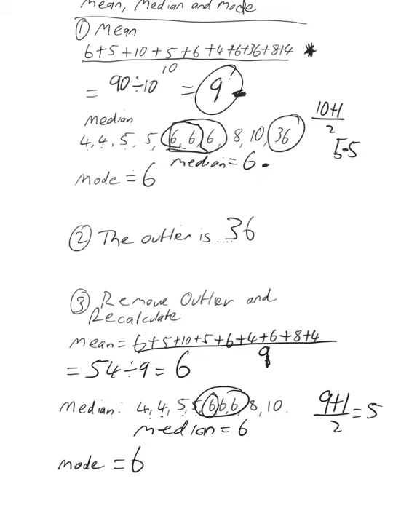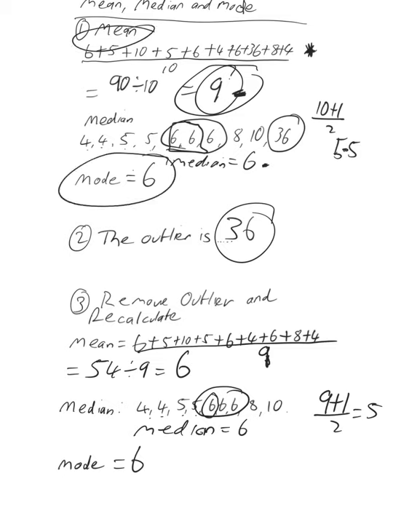So as you can see, the presence or absence of an outlier, okay, has a much greater effect on the mean than it does on the median or the mode. It almost never affects the mode, okay, because the outlier is never the mode. If it was, it wouldn't be an outlier. If there were like 3 or 4 scores of 36, then we wouldn't consider them outliers, okay?